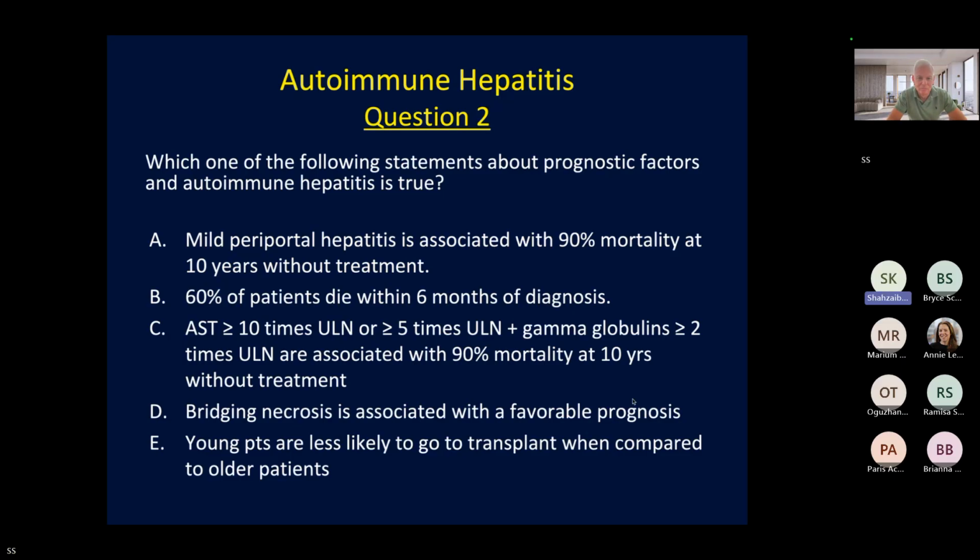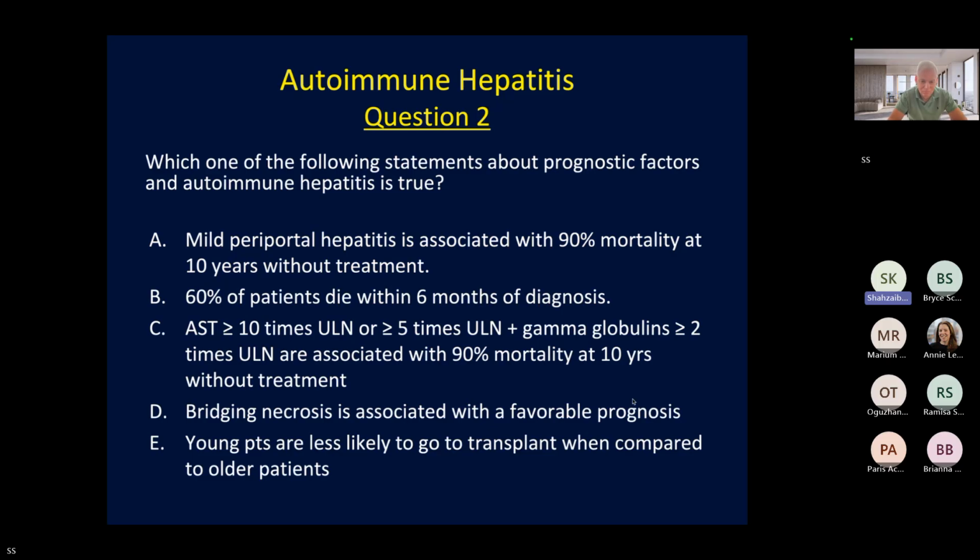Which one of the following statements about prognostic factors and autoimmune hepatitis is true? A. Mild periportal hepatitis is associated with 90% mortality at 10 years without treatment. B. 60% of patients die within 6 months of diagnosis. C. AST greater than 10 times the upper limit of normal, or greater than 5 times the upper limit of normal with gamma globulins greater than 2 times the upper limit of normal, are associated with 90% mortality at 10 years without treatment. D. Bridging necrosis is associated with a favorable prognosis. And E. Young patients are less likely to go to transplant when compared to older patients.